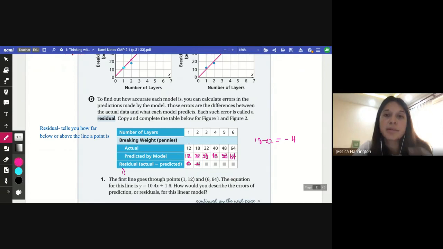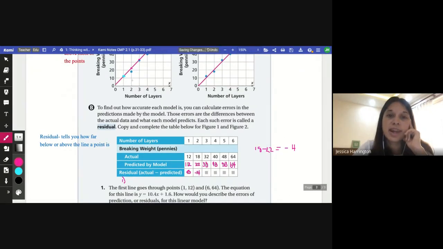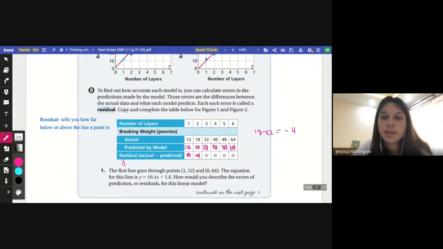And why is it negative? So let's look at number 2. It's negative because I predicted with my line it would be up here, but it was actually below. So the negative 4 means my point is below the line by 4, right? So this negative is actually telling me I made an overestimate of 4. Kind of the opposite of what you think. So I'm going to write overestimate.